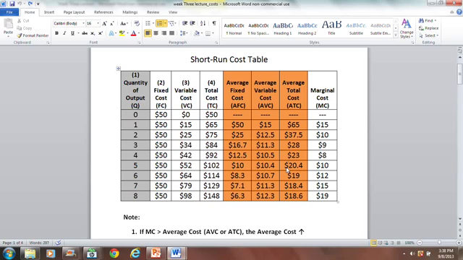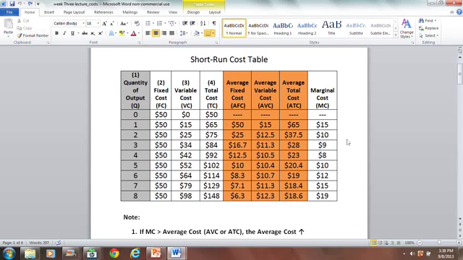It keeps decreasing from 65, going down to a low of 18.4, and then it starts to increase as well. So the average total cost is also exhibiting a U-shaped behavior. The marginal cost, which is telling us how each additional unit is affecting overall cost, starts at 15, goes down to a low of 8 in this example, and then it increases up to 19.